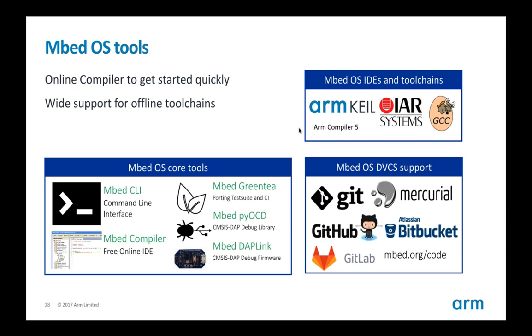In our core tools, we have Mbed CLI, which is our offline development tool, but we also have a variety of commercial IDEs. So we have Keil, Arm Compiler 5 and Arm Compiler 6. We also support IAR.